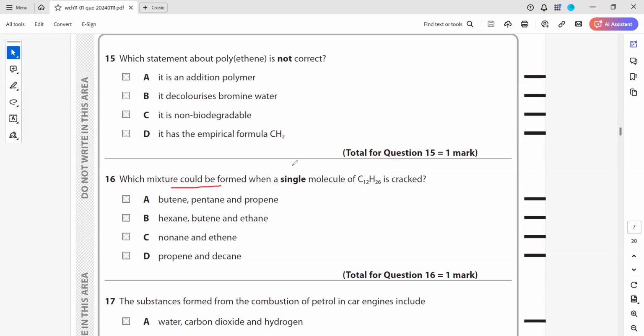Which mixture could be formed when a single molecule is cracked? When you simply add, the total sum of these products equals C12 and H26. So that's why A should be the right answer. Why not B? If you take hexane, hex means 6 carbon, so C6H14. Butene means C4H8, and ethane means C2H6. So C12 is there, but for hydrogen, 14 plus 8 makes 22, and 22 plus 6 makes 28. So this is C12H28, but we want cracking of C12H26. That's why A is the right answer.